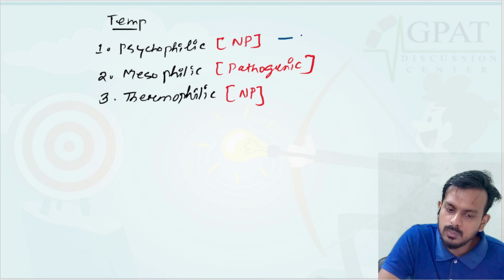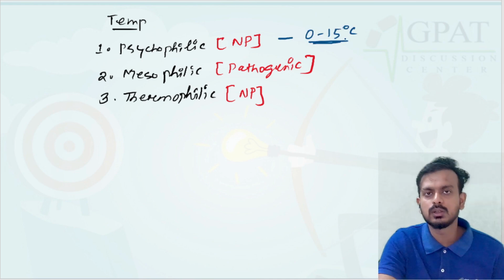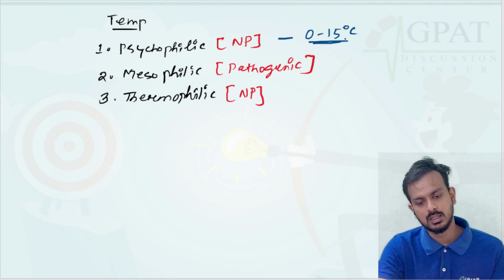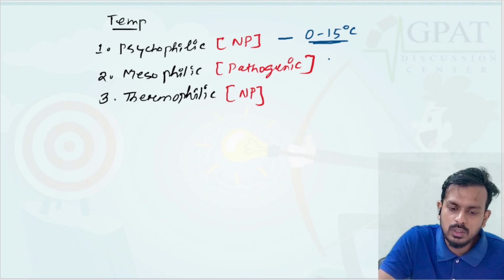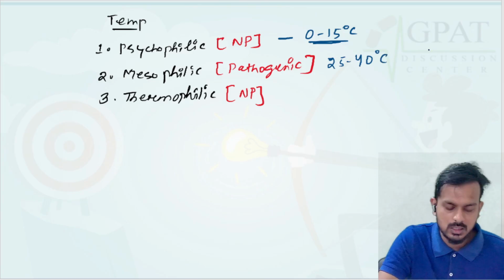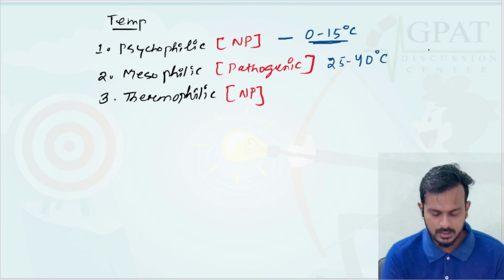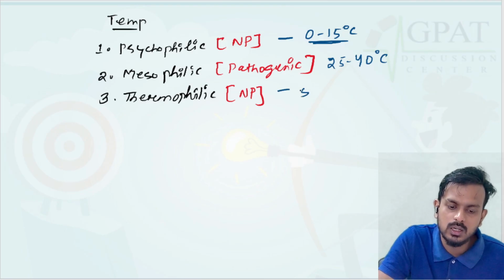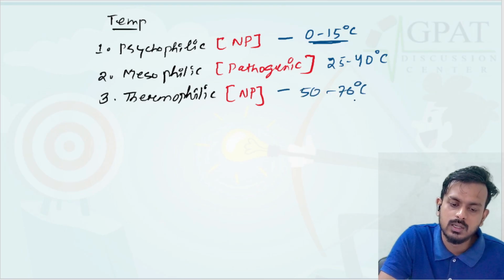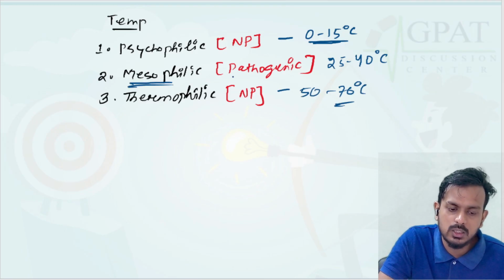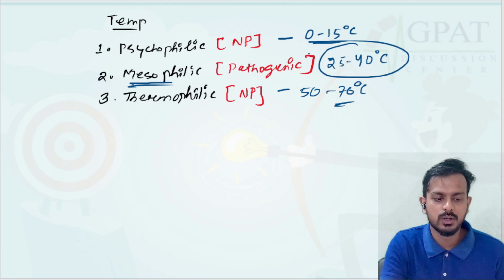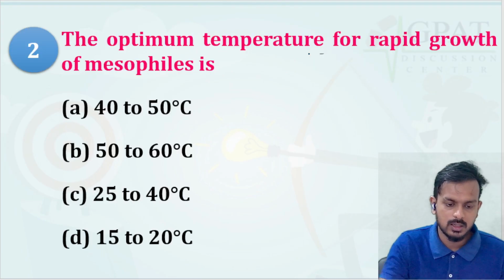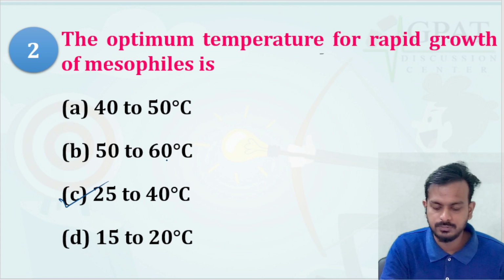Psychrophiles grow at temperatures around 0 to 15 degrees centigrade. Mesophilic bacteria grow at temperatures between 25 to 40 degrees centigrade. Thermophilic bacteria grow at temperatures around 50 to 70 degrees centigrade. So the question was about mesophiles, and the correct answer is 25 to 40. Here, the correct answer is option C.